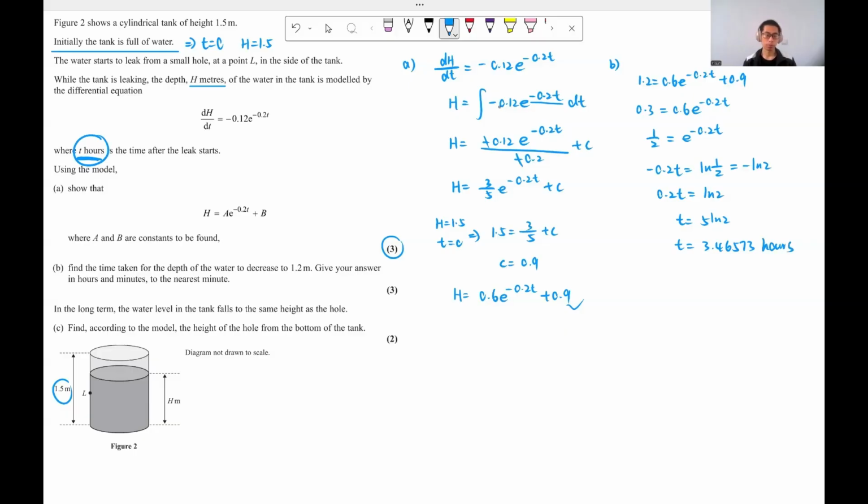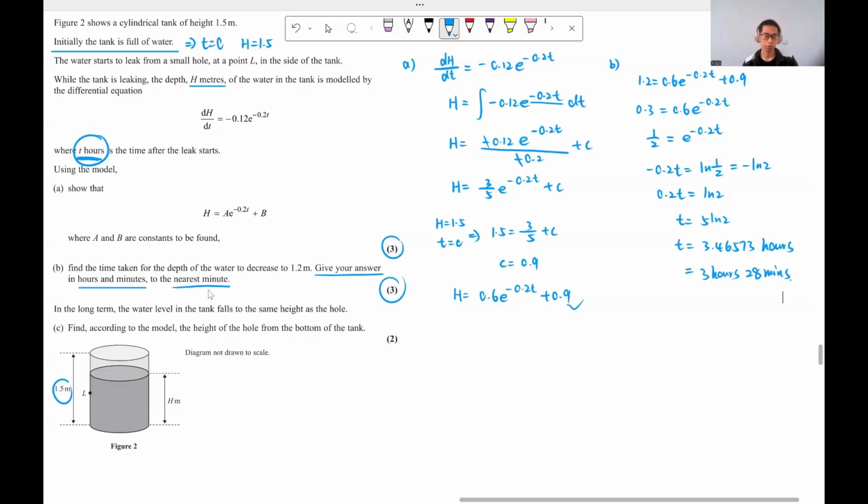But be careful about what they're asking you. So give your answer in hours and minutes to the nearest minute. So then that should be 3 hours. And then we need to change 0.46573 hours into minutes. So multiply by 60 for 0.46573. So that'll be 27.94. And they want it to the nearest minute. So 27.94 is just 28 minutes. So then that will be the final answer for part B.